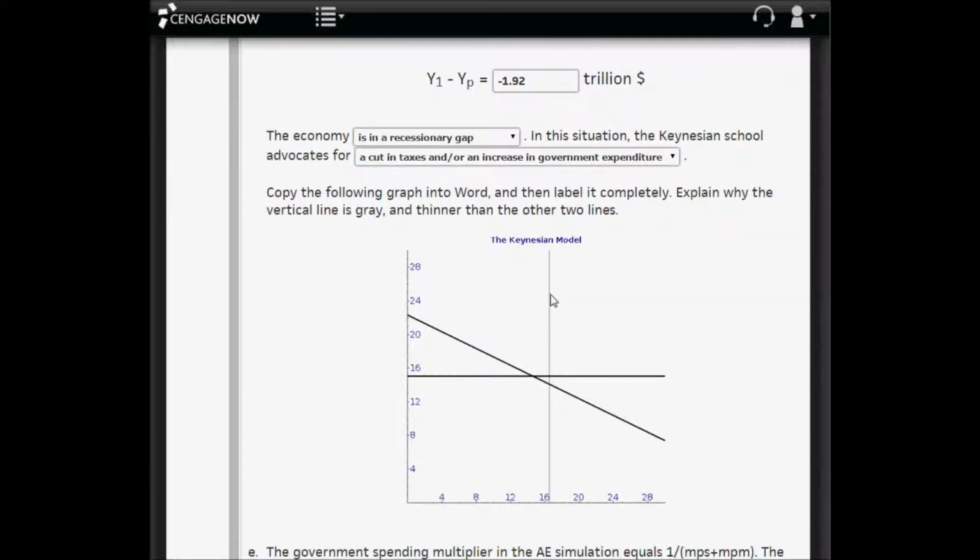Down here, we see the same diagram that we saw in the Excel simulation. This is long-run aggregate supply. This is short-run aggregate supply. And this is aggregate demand. You need to label this the price level, PL, which is in thousands of dollars. And you need to label this real GDP, or Y, which is in trillions of dollars. And you can see the equilibrium, again, is to the left of long-run aggregate supply.